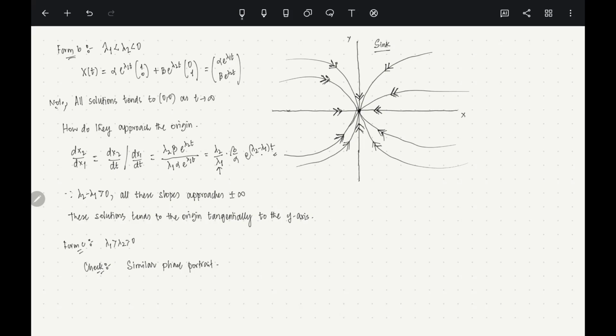But in that case, lambda 1 and lambda 2 are positive, so this particular thing will be positive depending on beta alpha. This is exactly the same sort of thing, so the phase portrait trajectories will look similar. Nothing changes. But as t tends to infinity, if lambda 1 and lambda 2 are both positive, then the solution is moving away from the origin. All solutions move away from the origin.